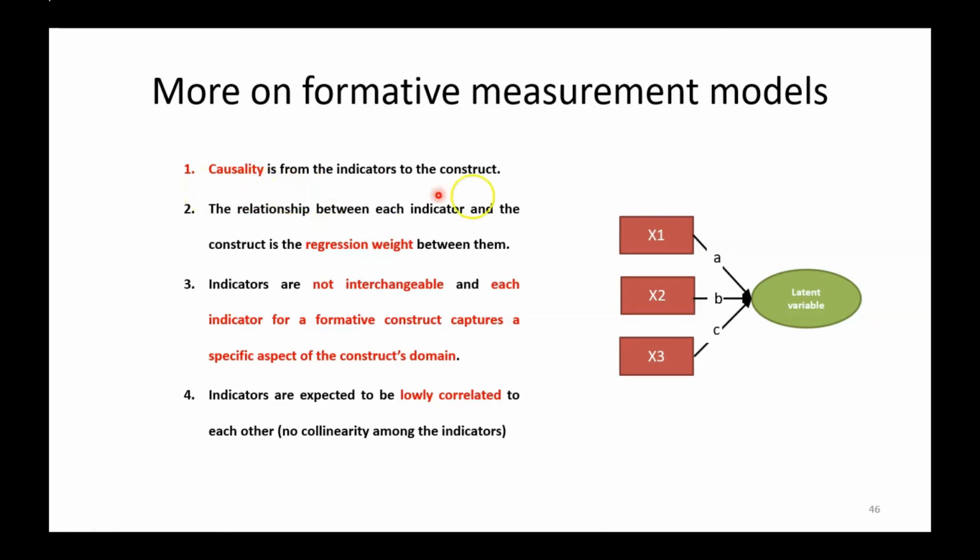The first point is that the causality in a formative measurement model is from the indicators or the items to the latent variable. The second point is that all of the values that you see over these arrows running from the indicators to the latent variable are called regression weights. Number 3 is that the indicators of a formative measurement model are not interchangeable. In other words, each indicator of a formative construct captures a specific aspect of the construct's domain. And number 4 is that the items of a formative measurement model are expected to be lowly correlated.